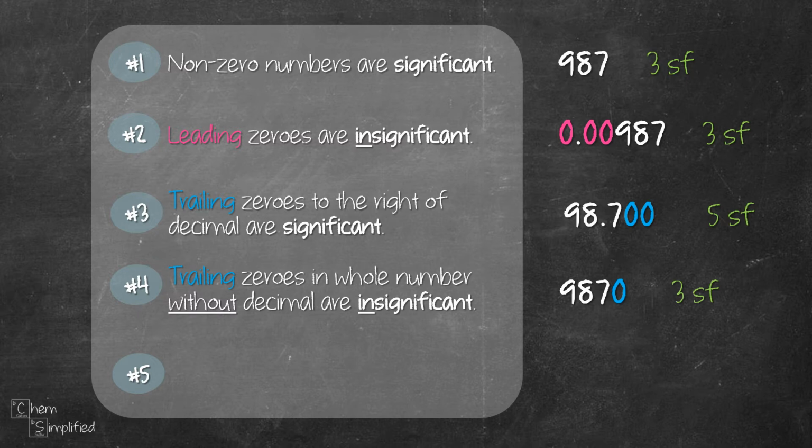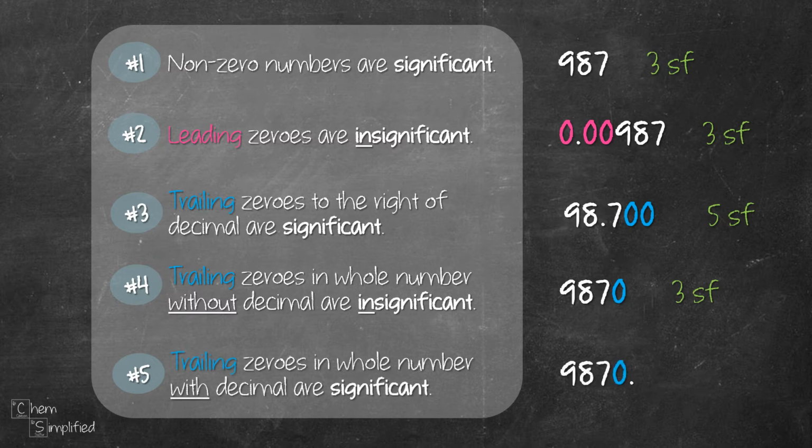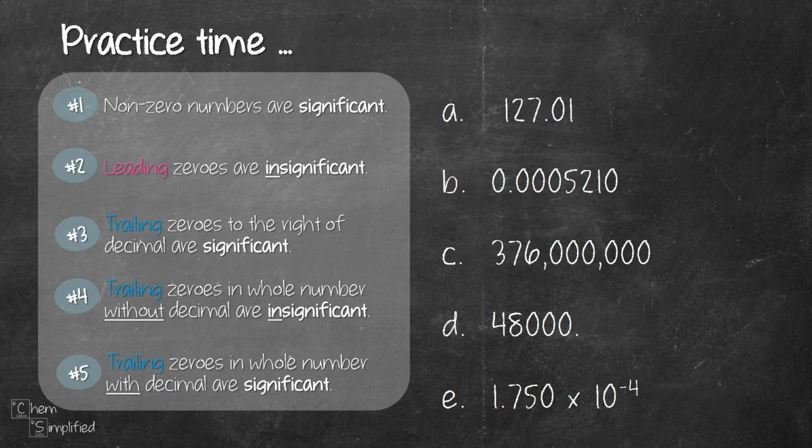Last but not least, the fifth rule, trailing zeros in a whole number with a decimal point are significant. Meaning, in 9870 point, that 0 that appears in the whole number that has that decimal point is significant, which means 9870 point has 4 Sig Fig. Let's try out a few questions. Feel free to pause the video and try on your own first. We'll go through them together when you're ready.